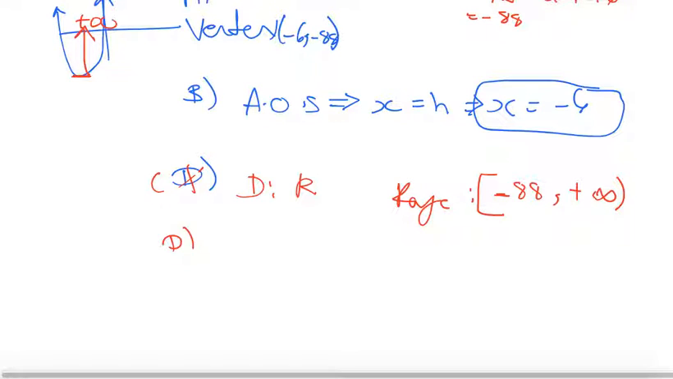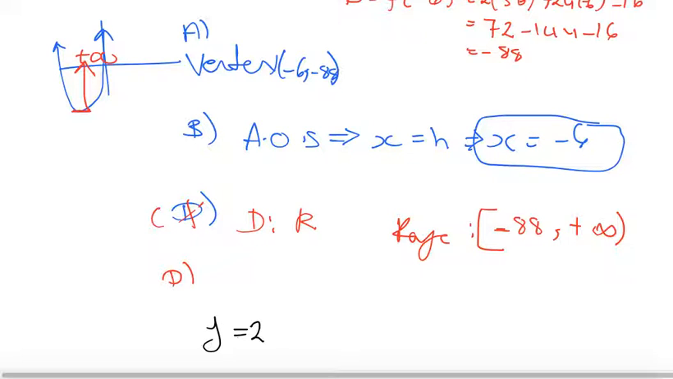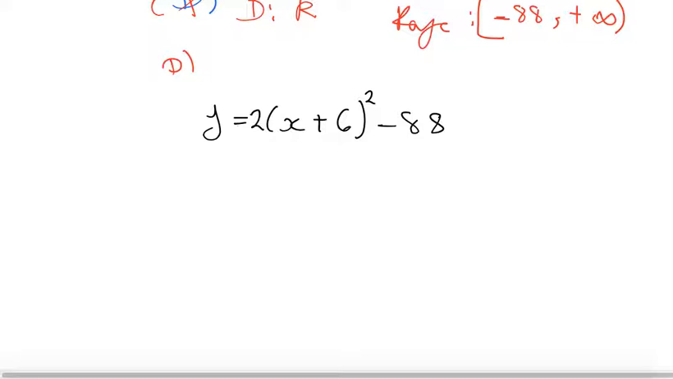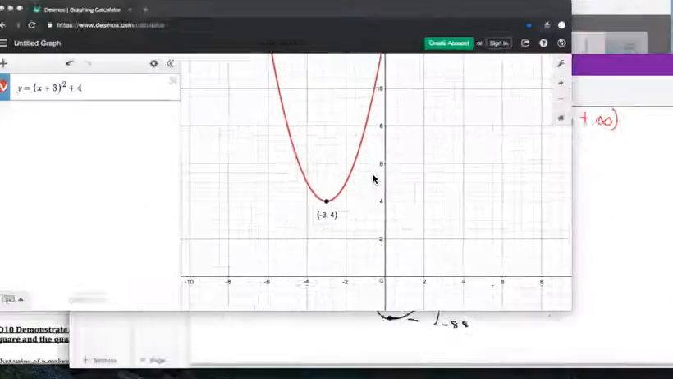Okay, so what we can do is write the function in the vertex form first, as y equals a, it's going to be the same value of a, which is 2, times x minus h, which is going to be x plus 6 squared, plus k, which is minus 88. And to graph this, we can do it like this. So negative 6 is right here, go all the way down to minus 88, and the graph will look upwards like that.